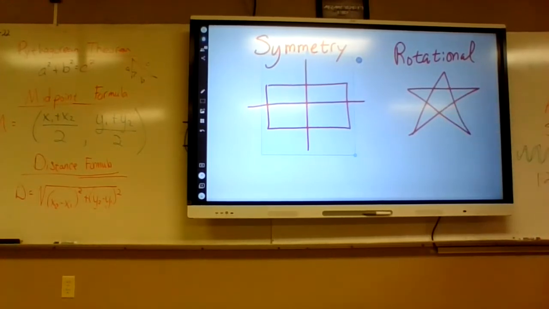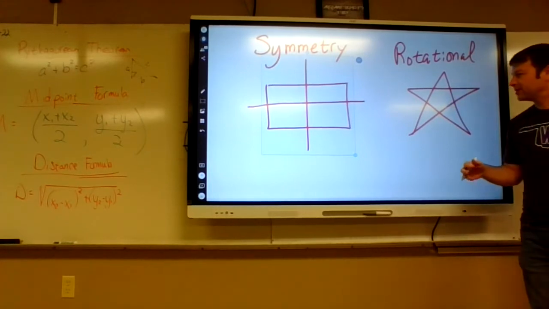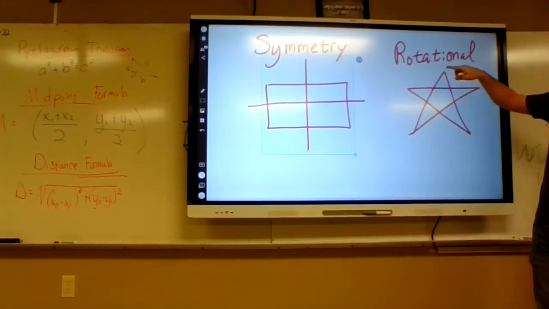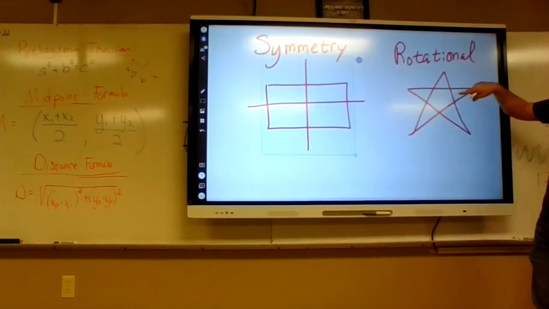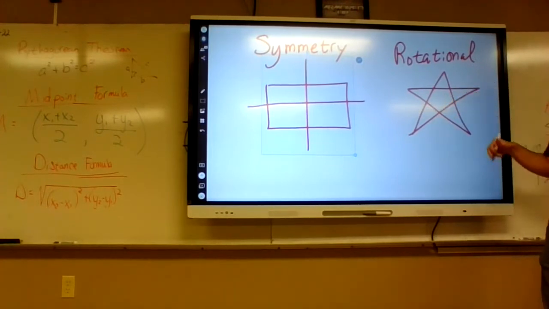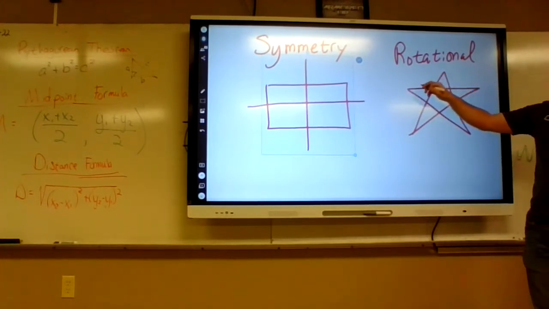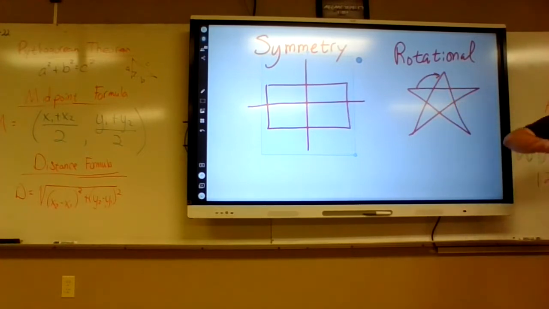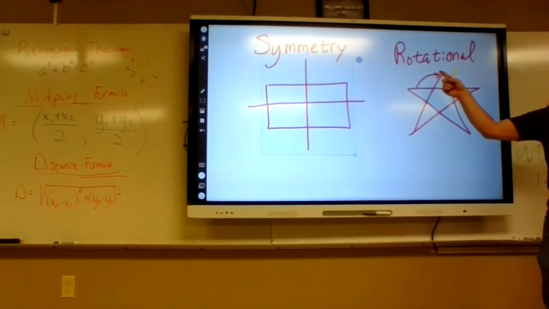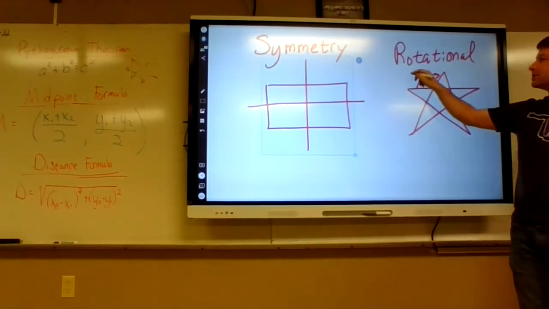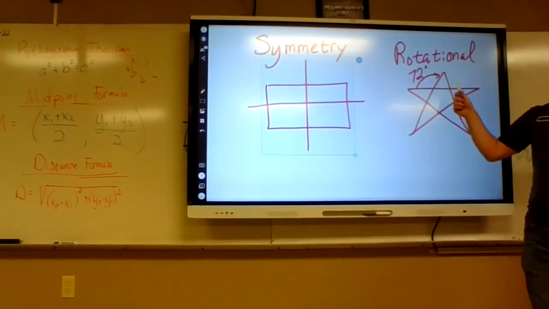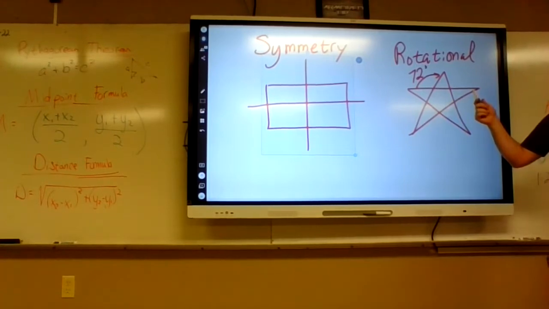So let's pretend this was a perfect star. If I turn my head this way, it should look about the same. If I turn my head that way, it looks about the same. So how far would I have to turn this for it to look the same? How far would I have to rotate it? 72 degrees. Okay, how'd you get 72 degrees? 360 divided by 5. Right. Aha, I knew it. There's 5 points on a star.